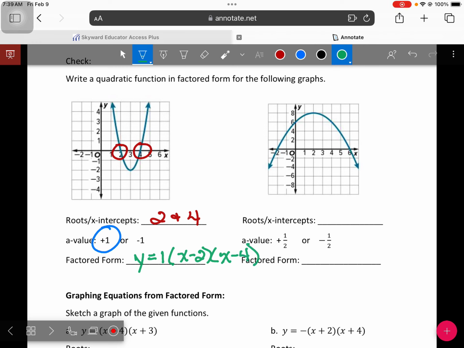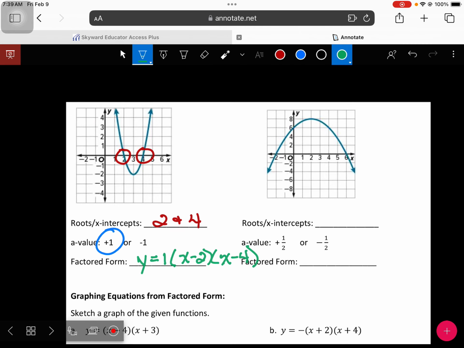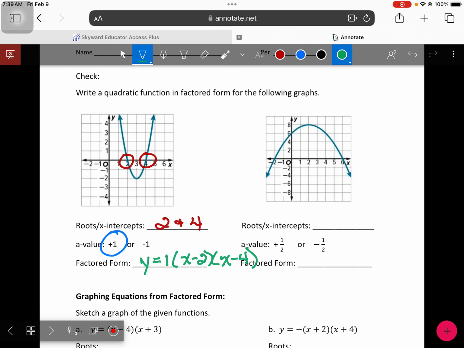Well, what do you guys think? You got it. Woohoo! Nice job. And you don't need the 1 in front. You can put the positive in front of the 1, or you can just take that 1 out. But that is the factored form. Any questions about that one?